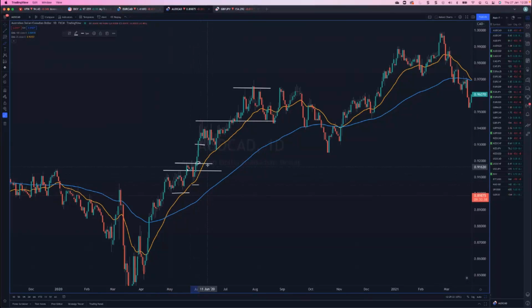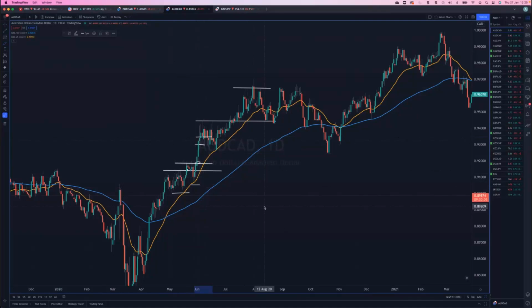So if I'm in at 9182 and my stop is somewhere around 9053, that's about 130 pips. That means I want to take profit somewhere around 9310. So when the market gets up here, one-to-one reward to risk.